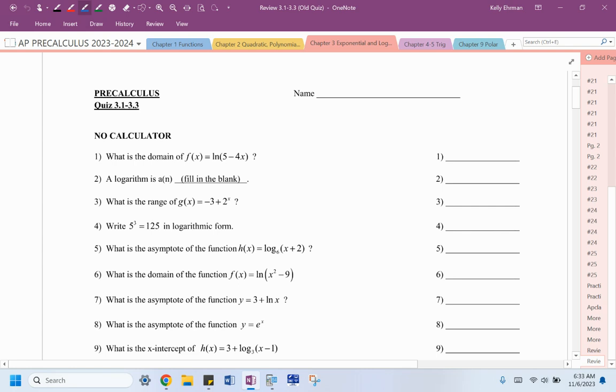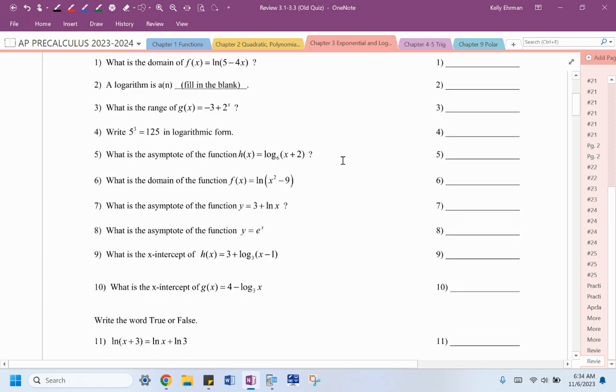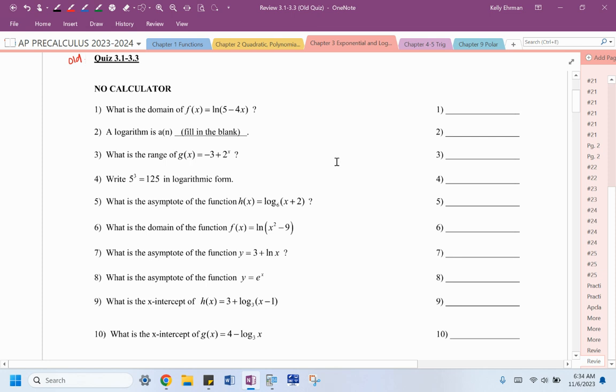All right, so this is kind of round one of review, and this is actually an old quiz that we used to give to honors pre-calc. So our quiz is not a mirror image of this quiz, but a lot of these types of questions could be on there, just in a more organized fashion. So most of this is non-calculator.